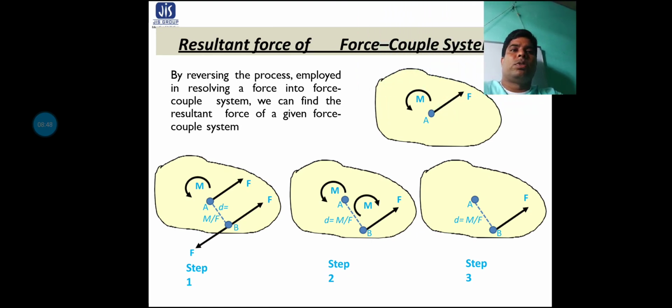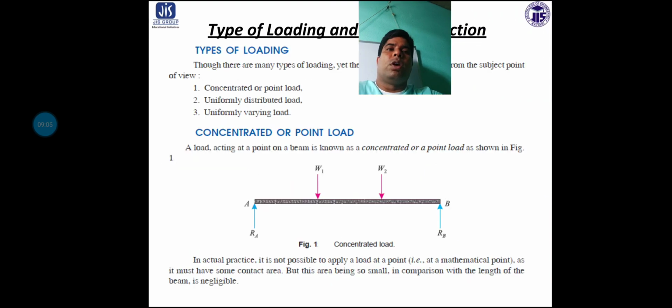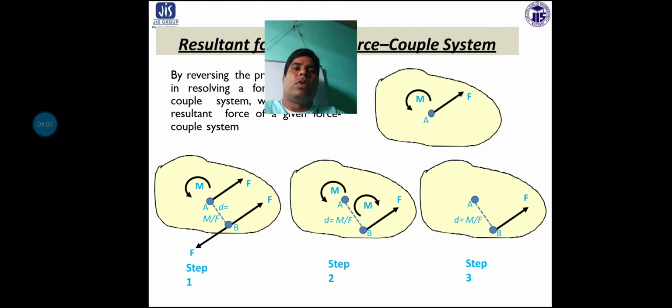that means, by reversing the process employed in resolving a force into the force couple system, we can find the resultant force in a given force couple system. And this is the figure where we follow step by step all the conditions: step 1, step 2 and step 3.